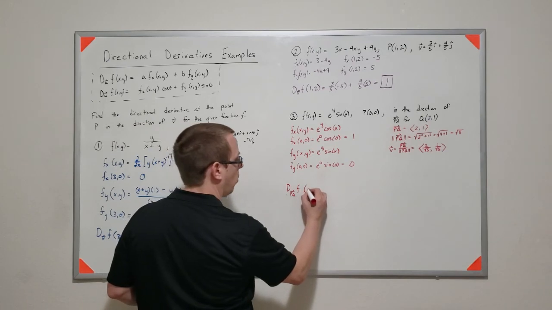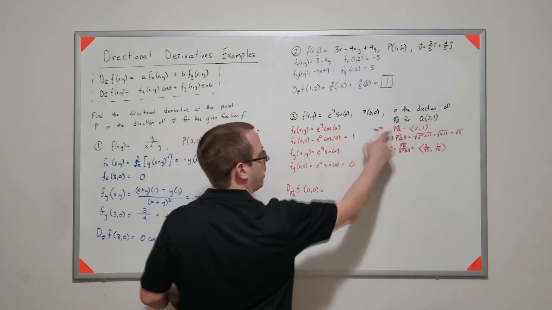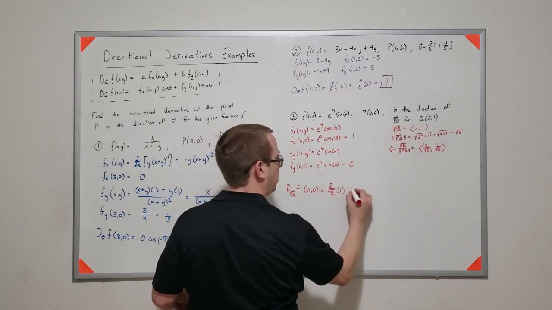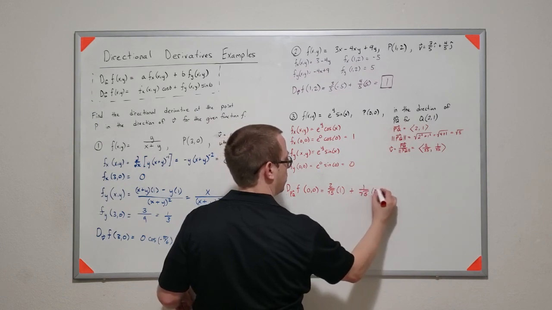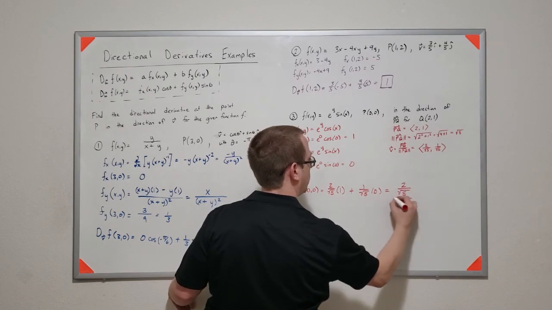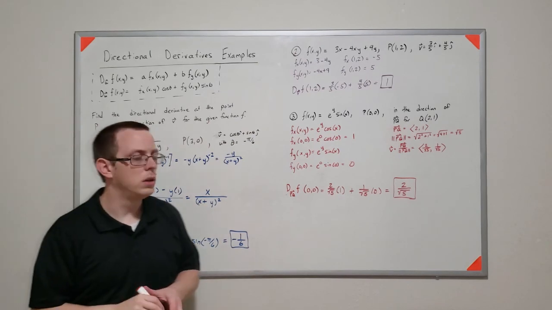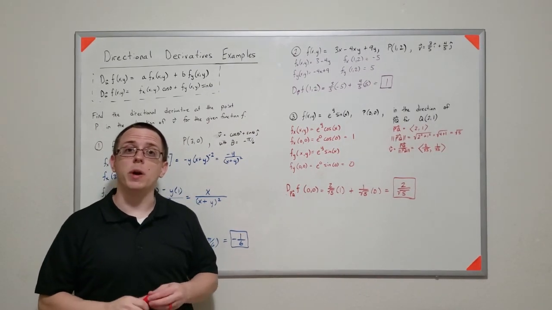So that at the origin is, we have to take the components here, 2 over the square root of 5 times 1 plus 1 over the square root of 5 times 0, which is 2 over the square root of 5. And those are some examples of how to compute directional derivatives.